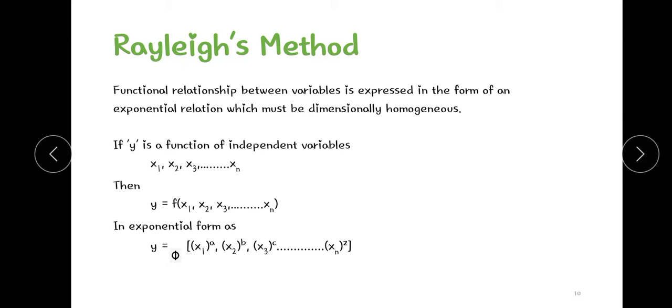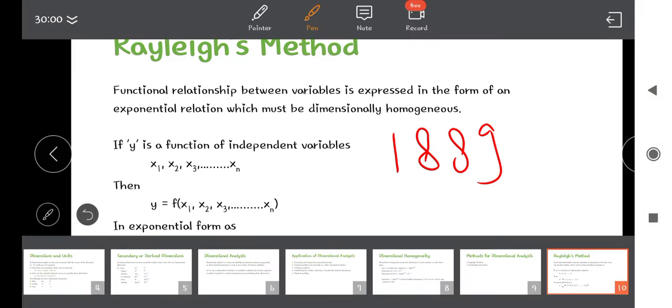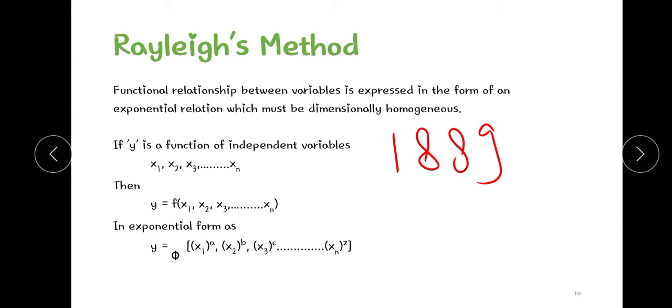So first is Rayleigh's method. The first method is Rayleigh's method. This method was proposed by Lord Rayleigh in 1889. In this method, a functional relationship between variables is expressed in the form of an exponential relation, which must be dimensionally homogeneous.